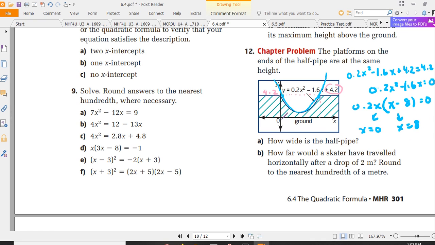So that means at x equals 0, which we already knew, my height is 4.2. At x equals 8, so this would be 8 right here, my height is also 4.2. So how wide is the half pipe? 8, I guess, meters. There's no units given here, so I'm assuming 8 units, let's say. Now, I realize what I just said might have confused you, because I said x-intercepts, then corrected myself and said they're not x-intercepts. That probably confused you.